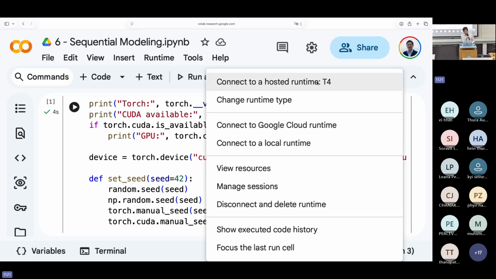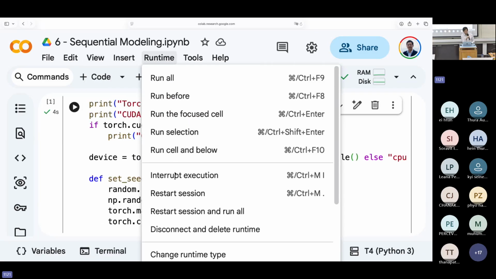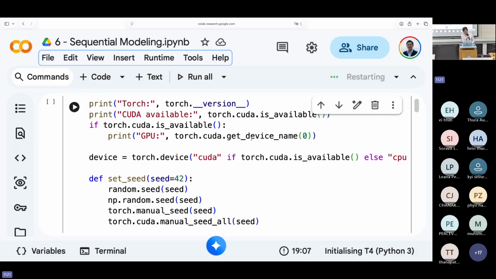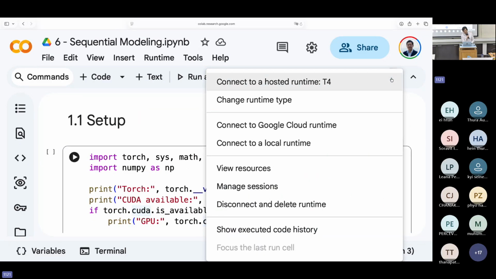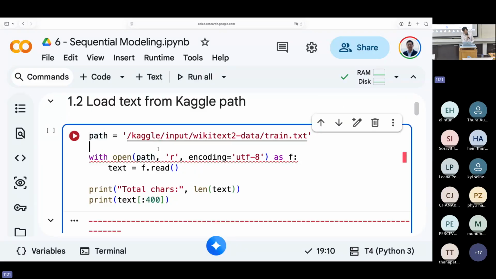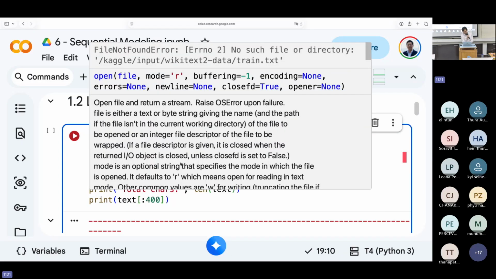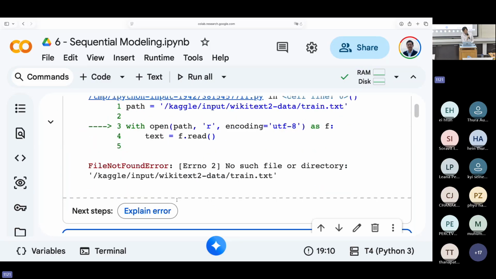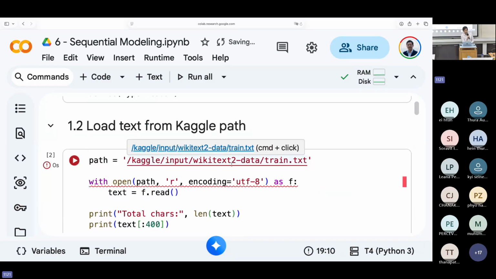Let's try restart. I don't know. They might have refreshed the runtime and removed all the test data. It shouldn't do that. Let me check. Okay. It should be there. No, it's not there. You can actually go to Kaggle and download the WikiText-2 data, and then you have train.txt to use. Right. Let me try to do that.